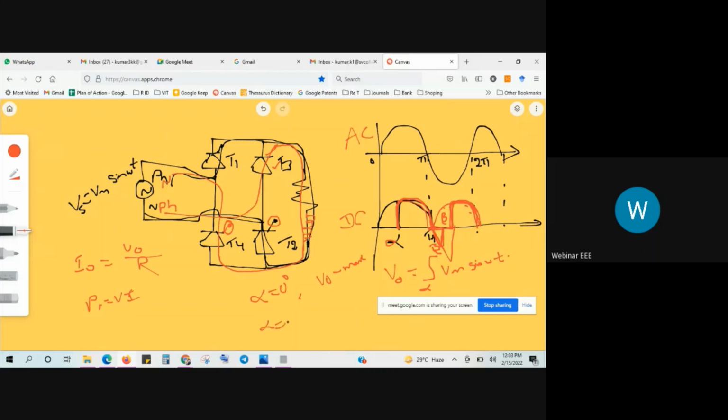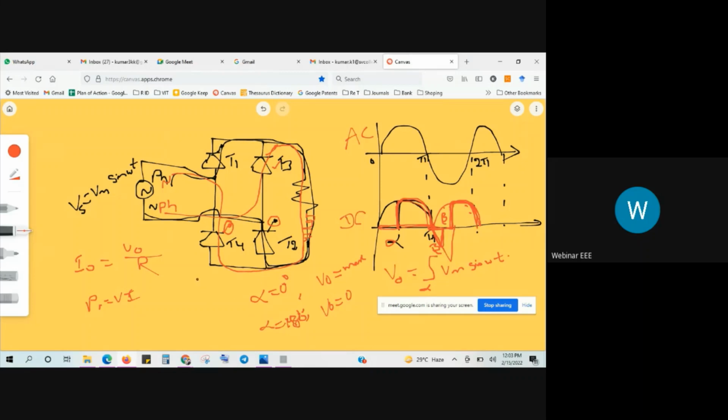So in this case, if we give firing angle alpha equal to 0, we'll get the output voltage max. If alpha equal to 180 degrees, we'll get V naught equal to 0. There is no time period where the switch is turned on, so we'll get completely 0. So in order to get this 0 output voltage, we need to give firing angle alpha equal to 180 degrees. If you want to get the maximum possible output voltage from the input source, then we need to give firing angle alpha equal to 0.